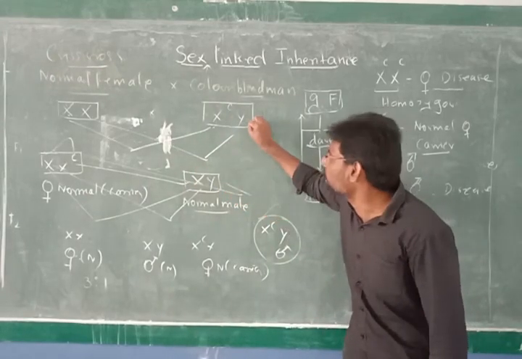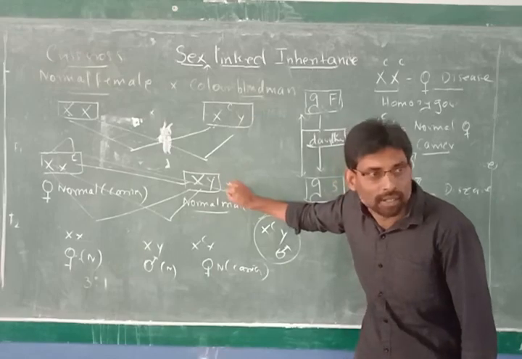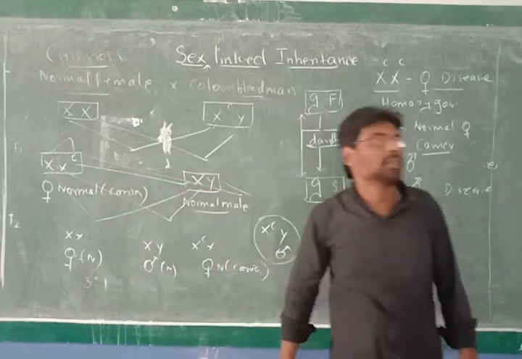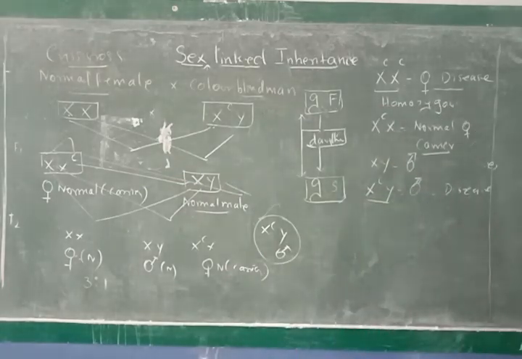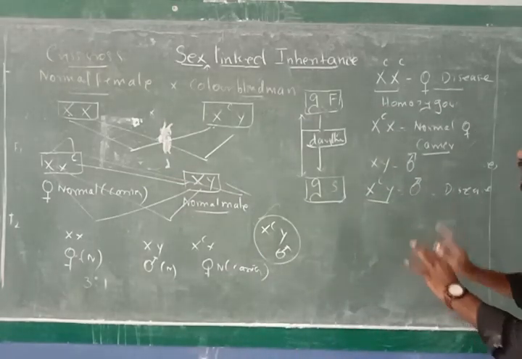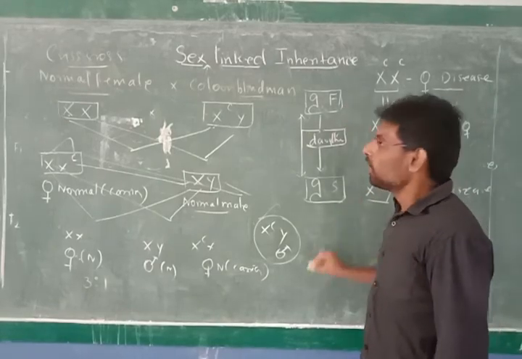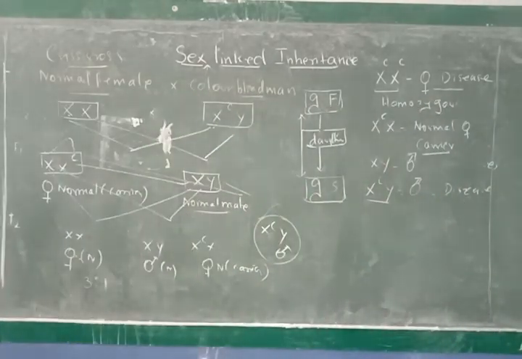Okay, so this father is not sending the disease directly to the son, but sending it to the grandson through the daughter. So it is called crisscross inheritance. Okay, this is one situation: grandfather to grandson.